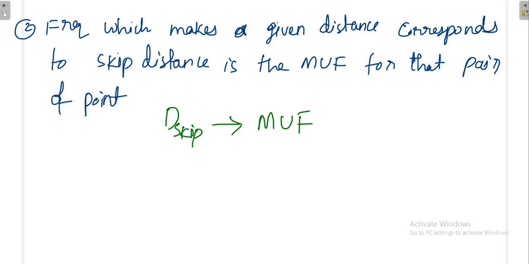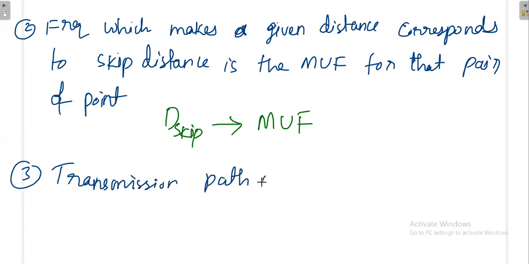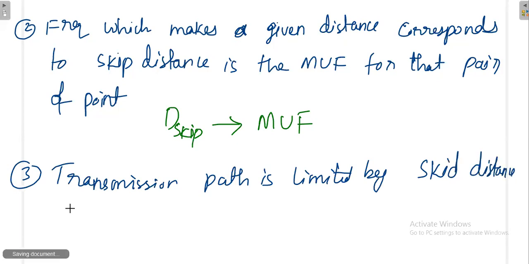Okay, the next one is the transmission path, and again this is a general statement. The transmission path is limited by skip distance, because you cannot communicate if your receiver is within the skip zone. So the transmission path is limited by skip distance at one end, and curvature of the earth on the other end.